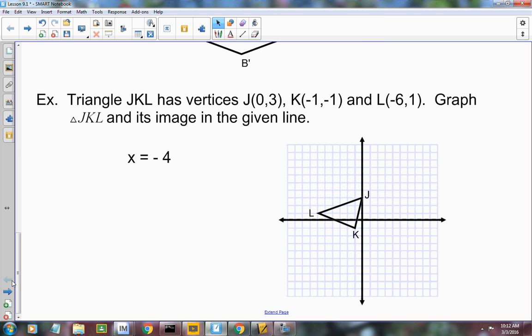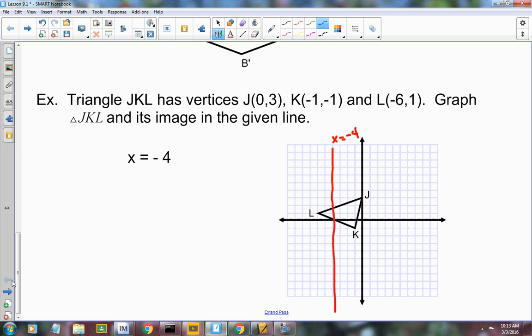What does the line x equals -4 look like? What kind of line is that? Vertical. Remember, if you cut the x in half, you get a V, so it's a vertical line. It goes through -4. So you come over here to -4, and you draw a line through it. This is the line x equals -4. And so what you want to do is you want to reflect each point over it. And again, you've got to preserve the distance.